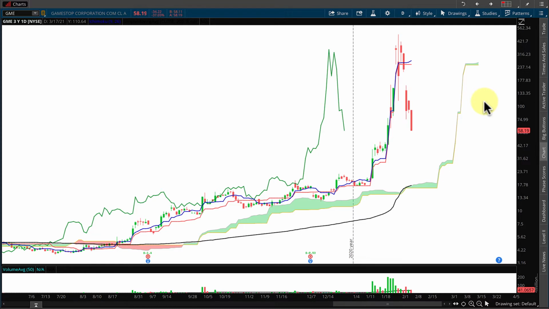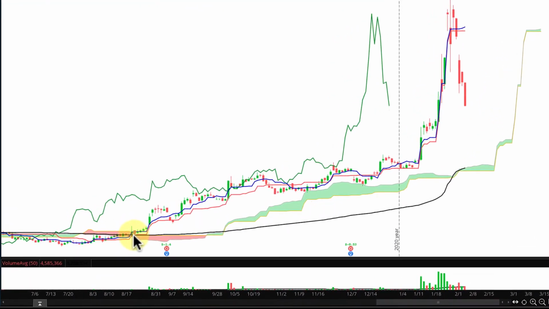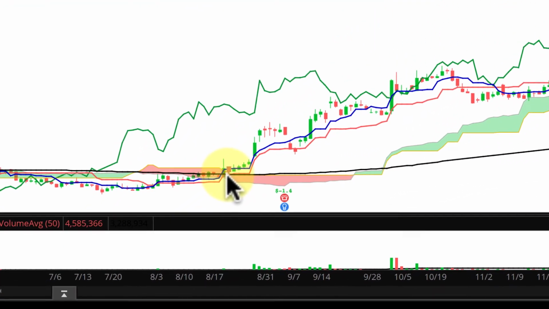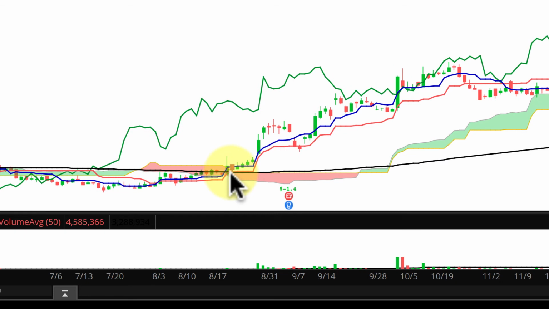We are currently looking at a daily chart, and on this chart we can see that the market action did start going up above the cloud at about this point. This corresponds to when Ryan Cohen, the co-founder of Chewy, acquired a 9% stake in GameStop. He eventually raised that up to a 12.9% stake, and this is where you can start to see some market action happening because of that.